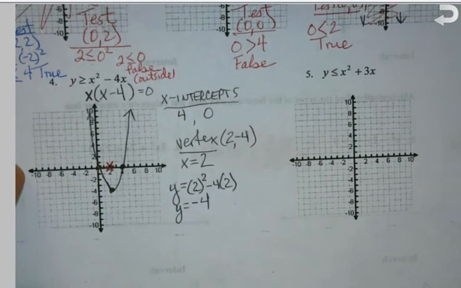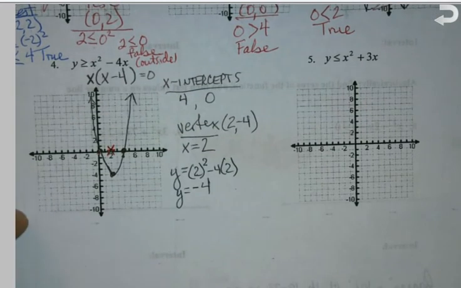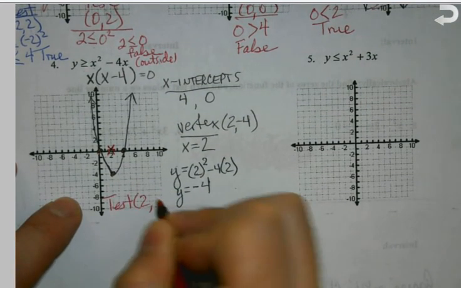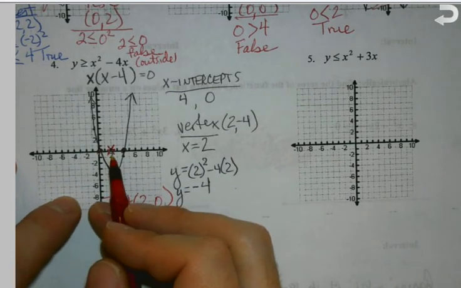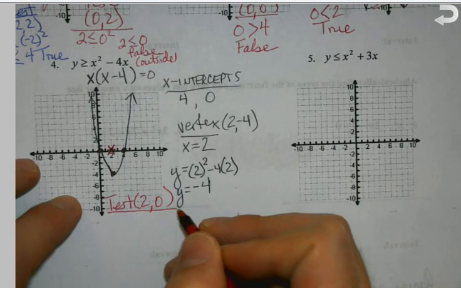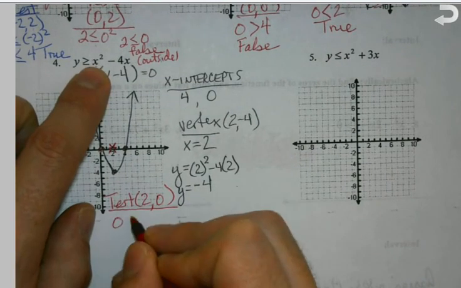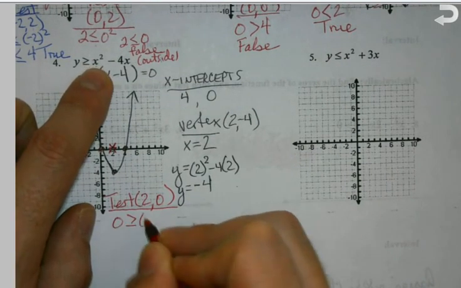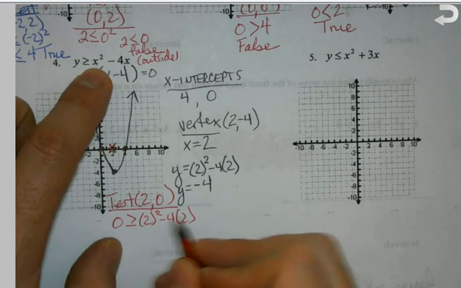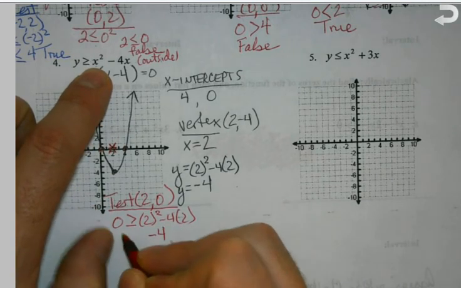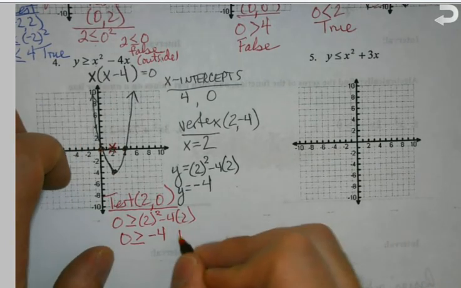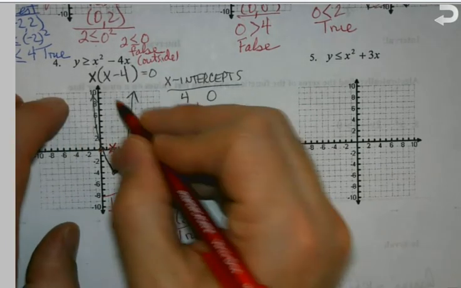Again, any point works that's not on there, but I like this idea. We keep finding a nice, easier point in the middle to work with. But again, when you plug these in, make sure this is 2, 0. If I did 0, 2, that could be a little different. So let's see. 0 is greater than or equal to 2 squared minus 4 times 2. 4 minus 8 is negative 4. 0 is greater than negative 4, inside.